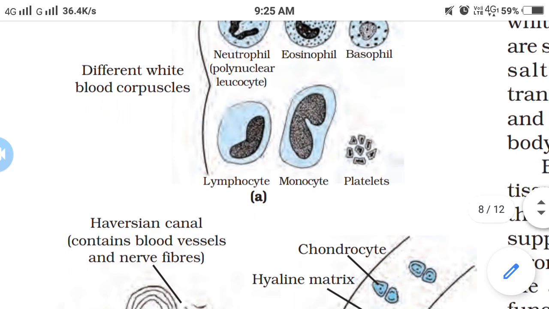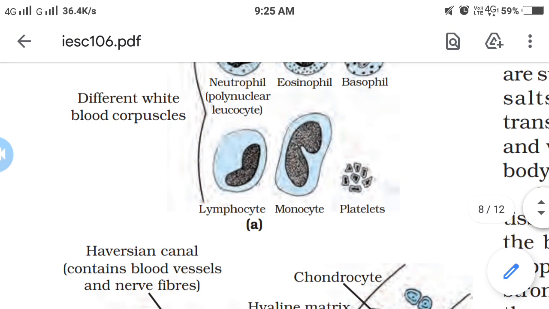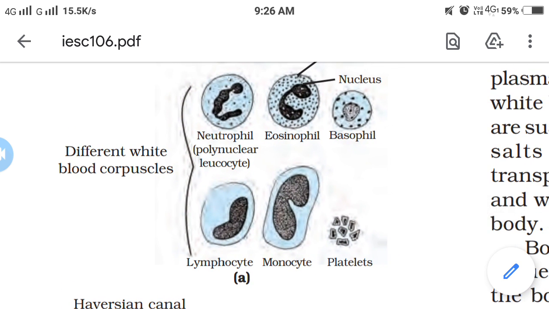So in chapter number 6, Tissue, we continue with connective tissue. The first one is blood. In this activity, take a drop of blood on a slide and observe the different cells present in it under the microscope. Here, blood is a type of connective tissue.